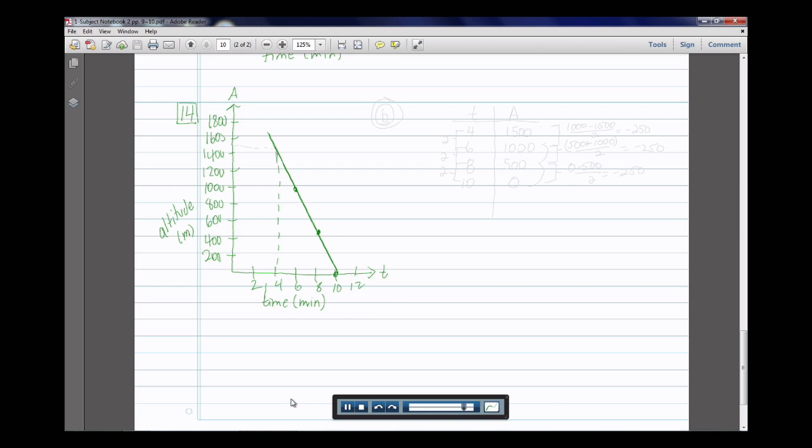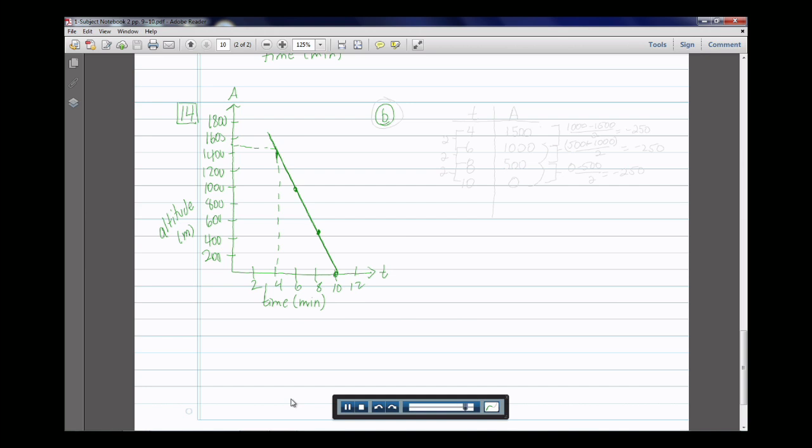It's probably due to my graph being a little bit off, that it comes off between 14 and 16. The only number there that's between 1,400 and 1,600 is your 1,500. So you get 1,500 meters, and the answer there is B.